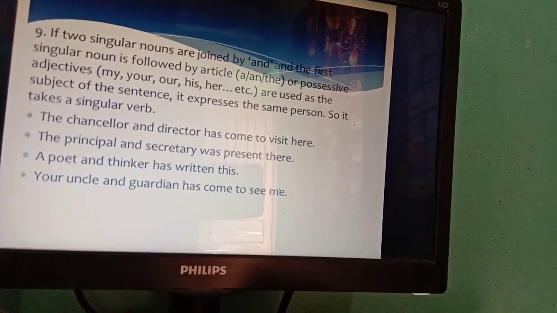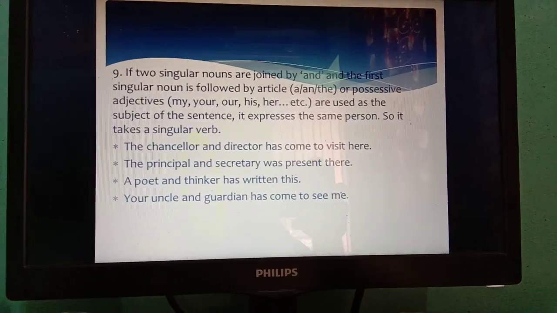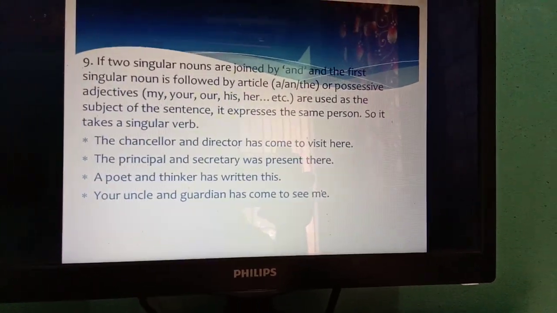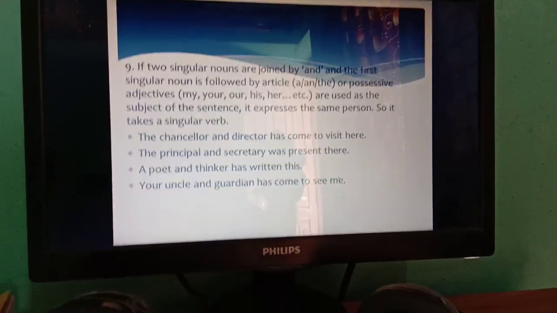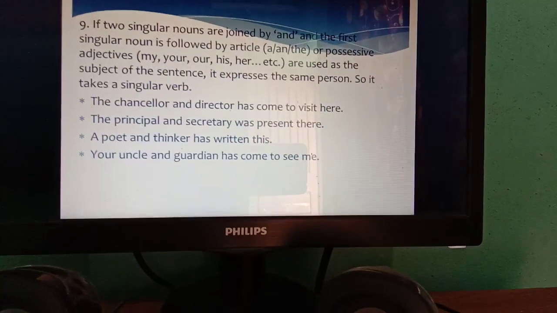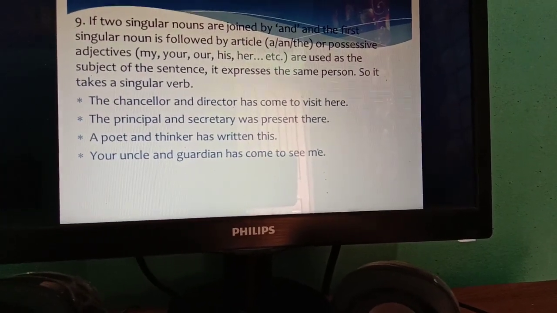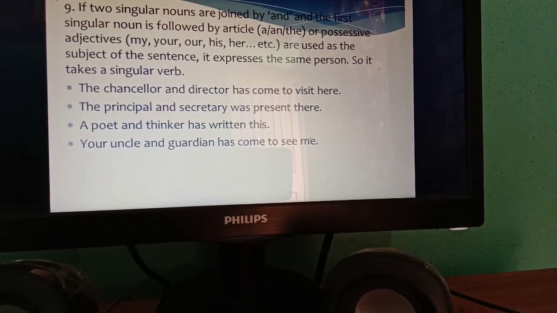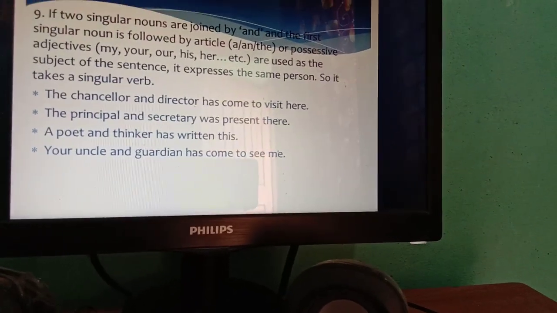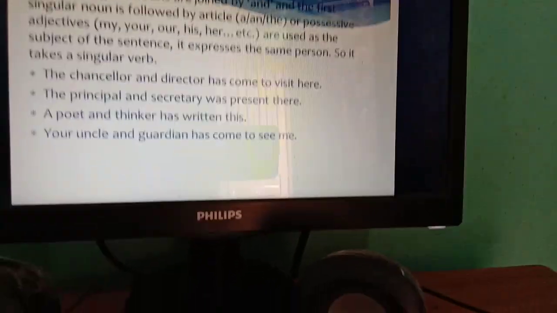It expresses the same person. So here the possessive adjective or article is used with the first singular noun, then it expresses the same person. So it takes a singular verb. For example, the chancellor and director has come to visit here. So here the chancellor and director is the same person. Therefore the subject becomes a singular subject and the verb has is used as singular.